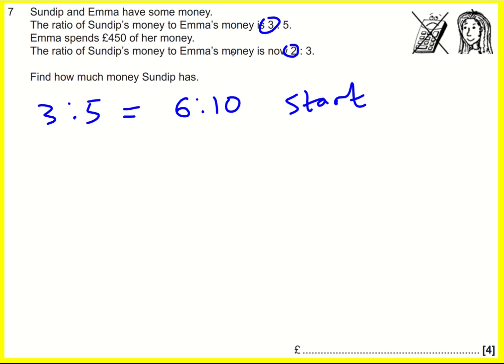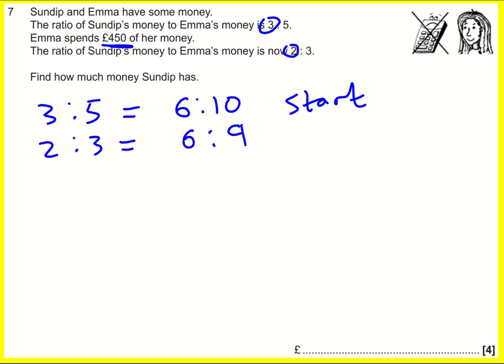And then it was 2 to 3. I want to change that to 6, so I'm going to times by 3 in this case, and that's going to mean that 2 to 3 is equal to 6 to 9. And now this ratio is making more sense because Sundip's amount has stayed the same, but Emma has lost one part, and she spent £450.